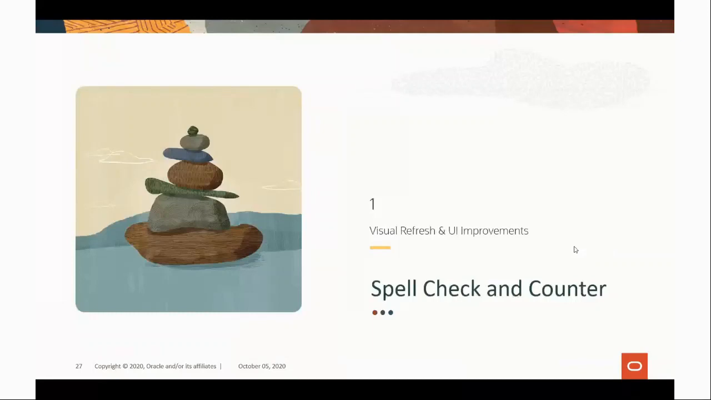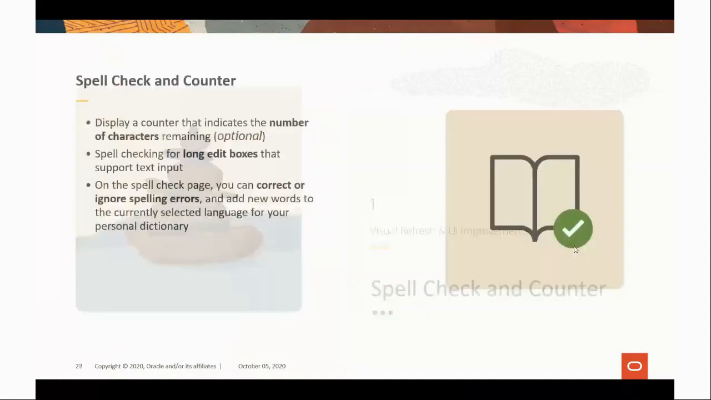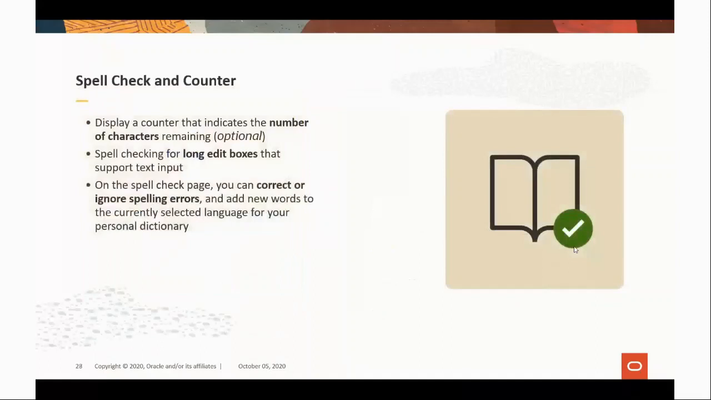Now, one other feature is spell check and counter. This is introduced mainly for the long edit fields, right? Because the long edit field is one where we could enter and type a lot more data. So we now have the capability to show a counter so that when we're typing, we know how many characters are available, right? So you don't have to do the mental math or keep typing and seeing. That's possible. And if we make an error, we can correct it, and automatically add the word to the dictionary, so that next time it isn't flagged as an error, or it just automatically corrects it. So that's another feature that we have added.